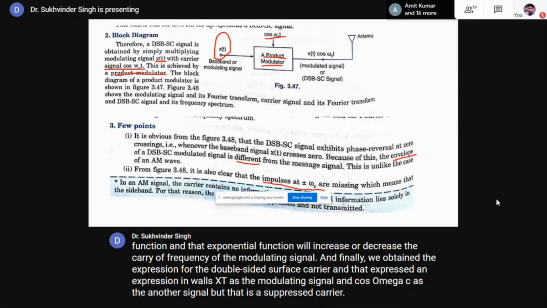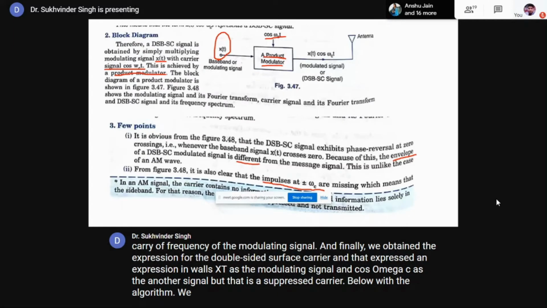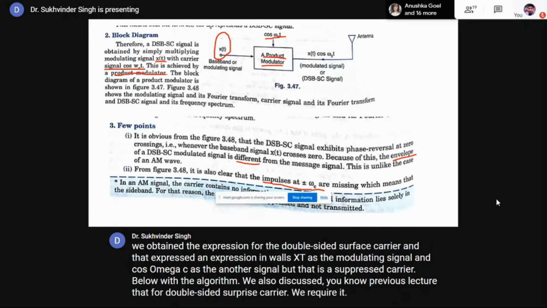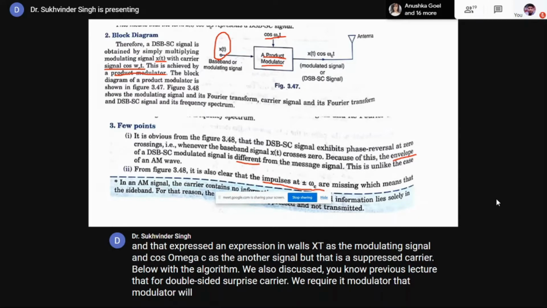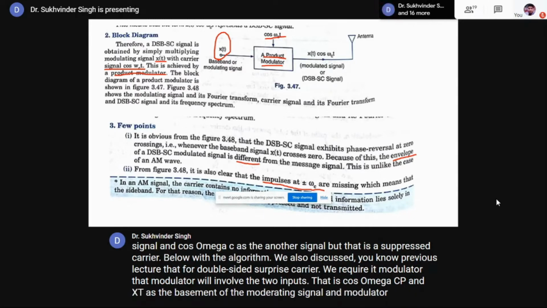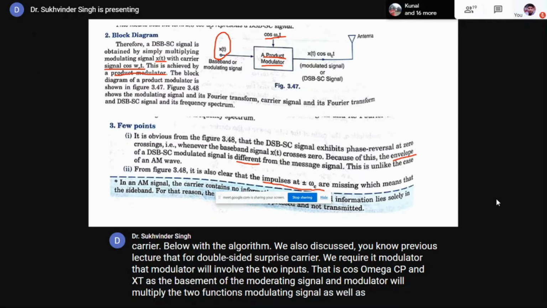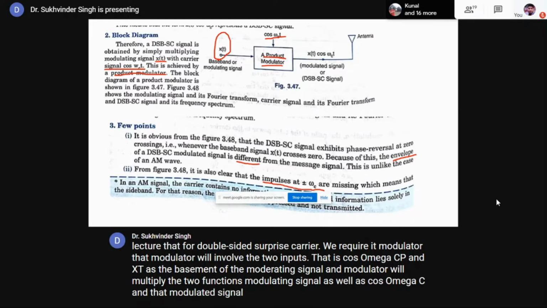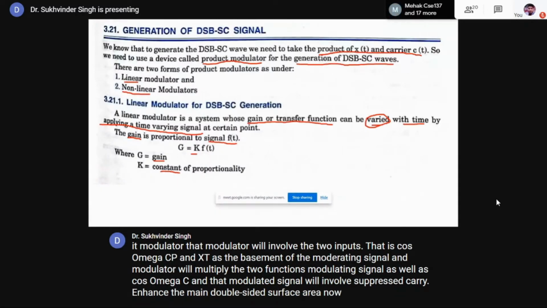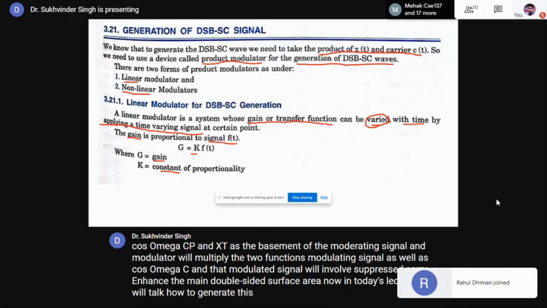With the help of a block diagram, we also discussed in our previous lecture that for double sideband suppressed carrier, we require a modulator. That modulator will involve two inputs, that is cos ωct and x(t) as the baseband modulating signal, and the modulator will multiply the two functions, the modulating signal as well as cos ωct, and that modulated signal will involve a suppressed carrier, and hence the name double sideband suppressed carrier. Now in today's lecture, we will talk about how to generate this double sideband suppressed carrier.